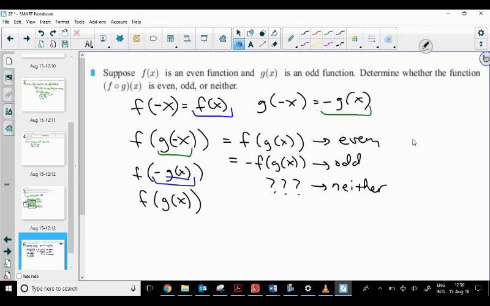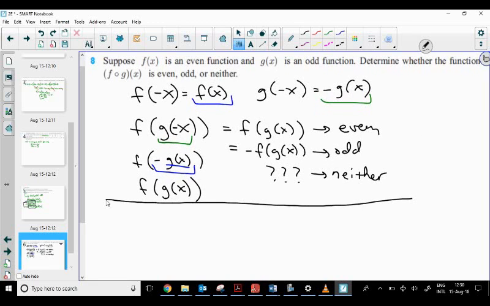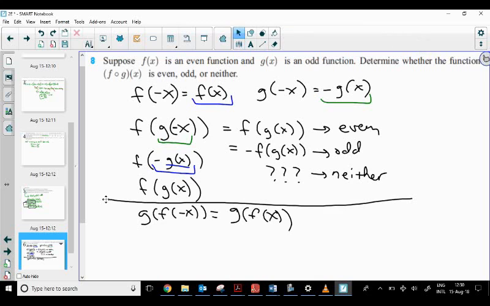But again, what if I'd done this in the opposite order? What if I had done g of f of negative x? Well, g of f of negative x is going to be equal to g of, well, this is actually kind of boring, isn't it? It's just going to be g of f of x. So I kind of have my answer right there. It ends up being even actually in either order that I do the composition, which is kind of neat, perhaps unexpected as well. Anyway, that's all for even and odd for now. Again, this will be something that will be much more interesting, I think, later on in the course.